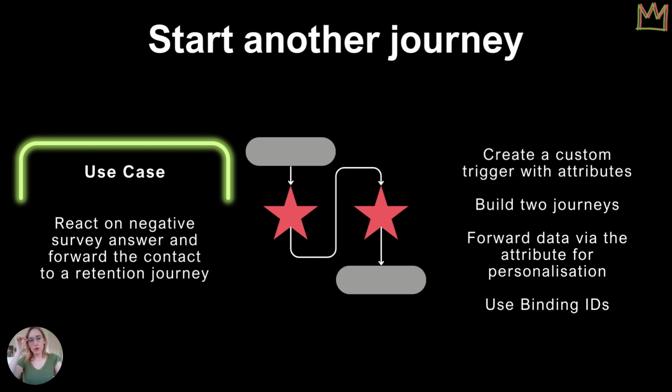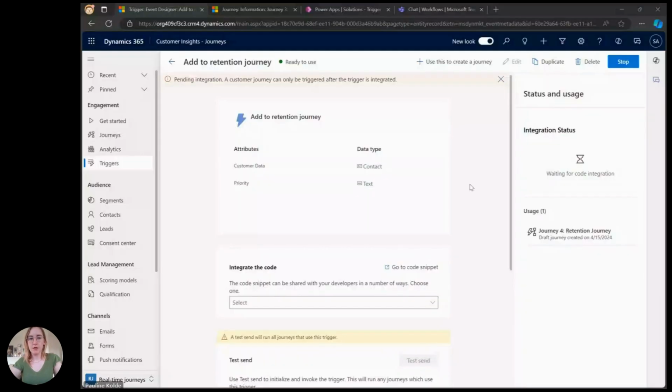We will not use Power Automate in this case. It's actually not needed. So we will just use a trigger, one trigger, and we will create two journeys. So let's jump into the demo.